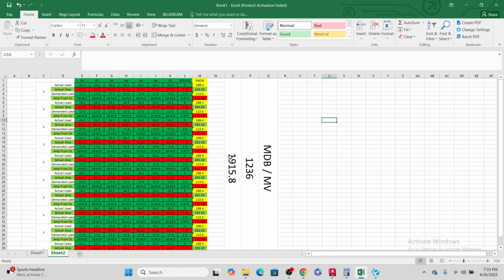Okay, this is the connection method up to the MV panel. So you know how to select a breaker for the DB, how to select a breaker for the SMDB, and how to calculate the ampere, everything, and diversity factors, and how to calculate the load.